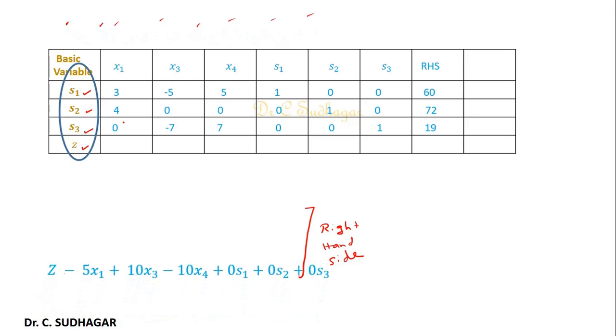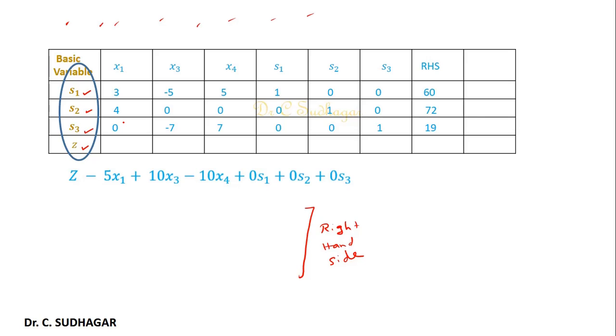Now take the objective function. The objective function is z minus 5x1 plus 10x3 minus 10x4 plus 0 0 0. This is equal to 0 actually, but we are not going to take the right hand side constants now. So fill up the constants: the first term is minus 5, so it is minus 5, plus 10, minus 10, 0, 0, 0, and here we are not going to fill up anything now. We will see in the last step how to put the equation into the table.